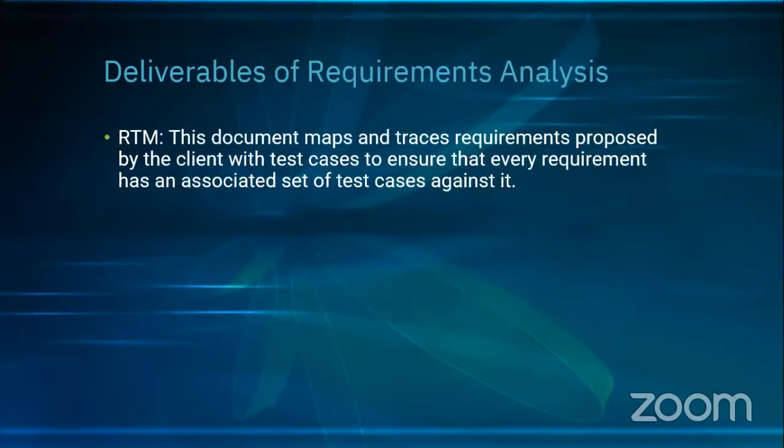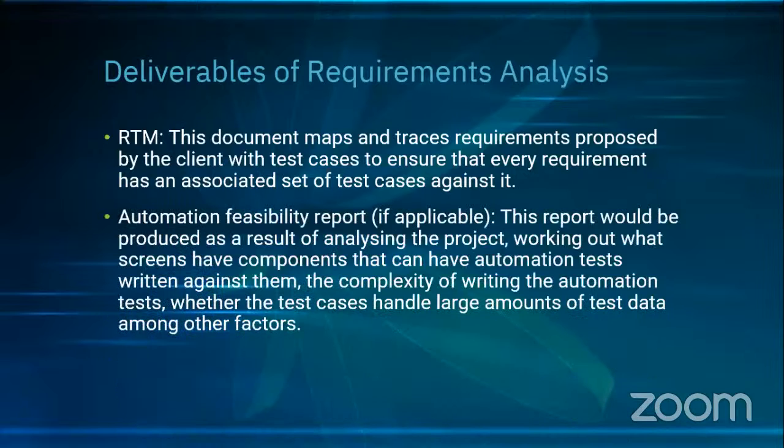What are the deliverables? The RTM is the document I've talked about, mapping that. The next thing is automation feasibility. At this phase, you want to give a report. What is the report about? How many test cases? What are the analysis of the results? How many of them passed? How many of them failed?